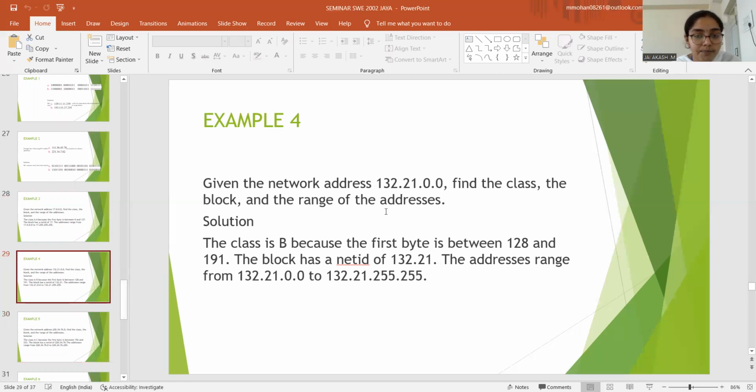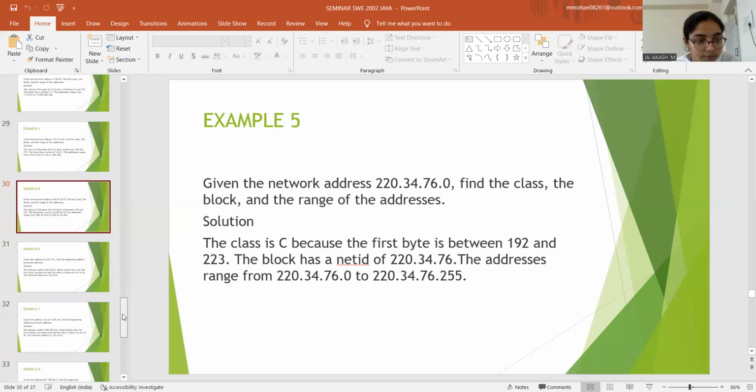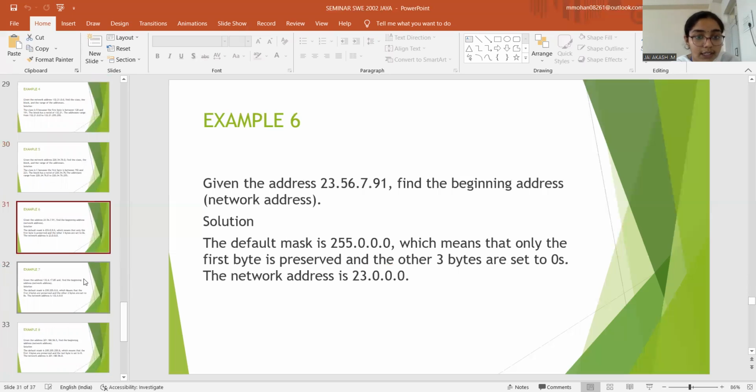Slight changes are in the classes. Here it is given 132.21.0.0. As the first byte is between 128 and 191, the class is B. For another example, the network address given is 220 and the first byte is between 192 and 223, so the class is C. Same goes with the other examples.